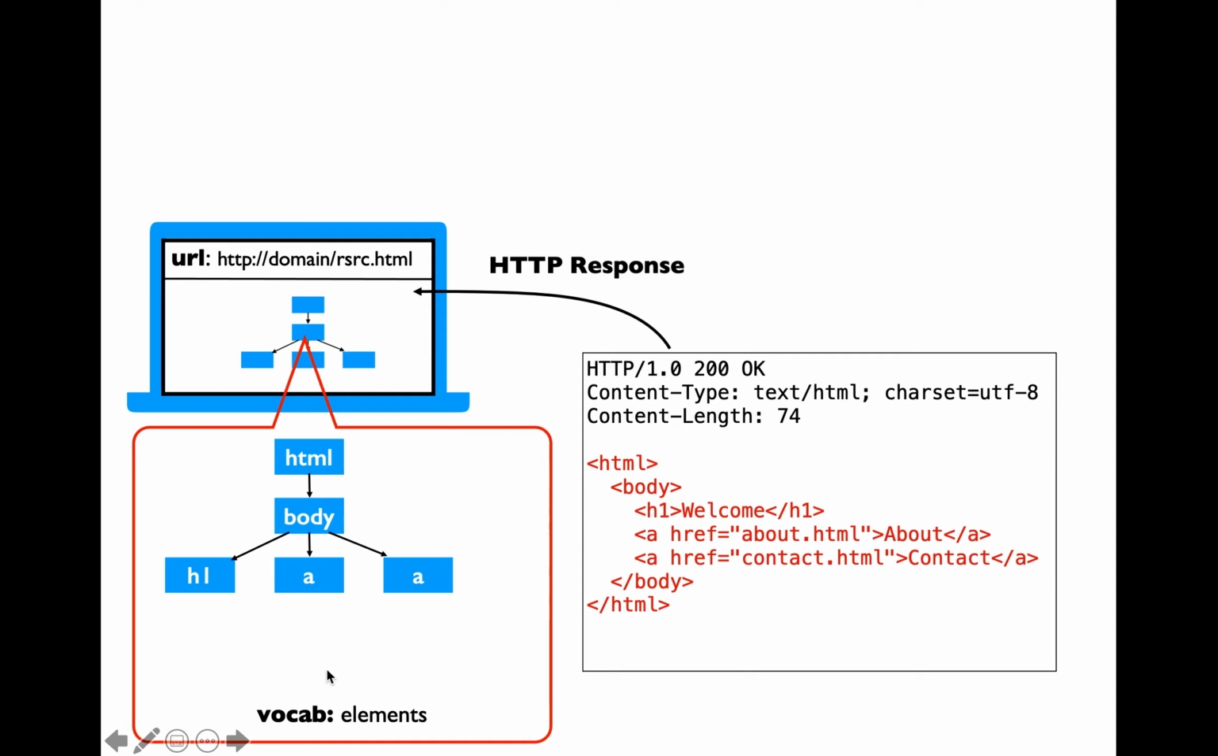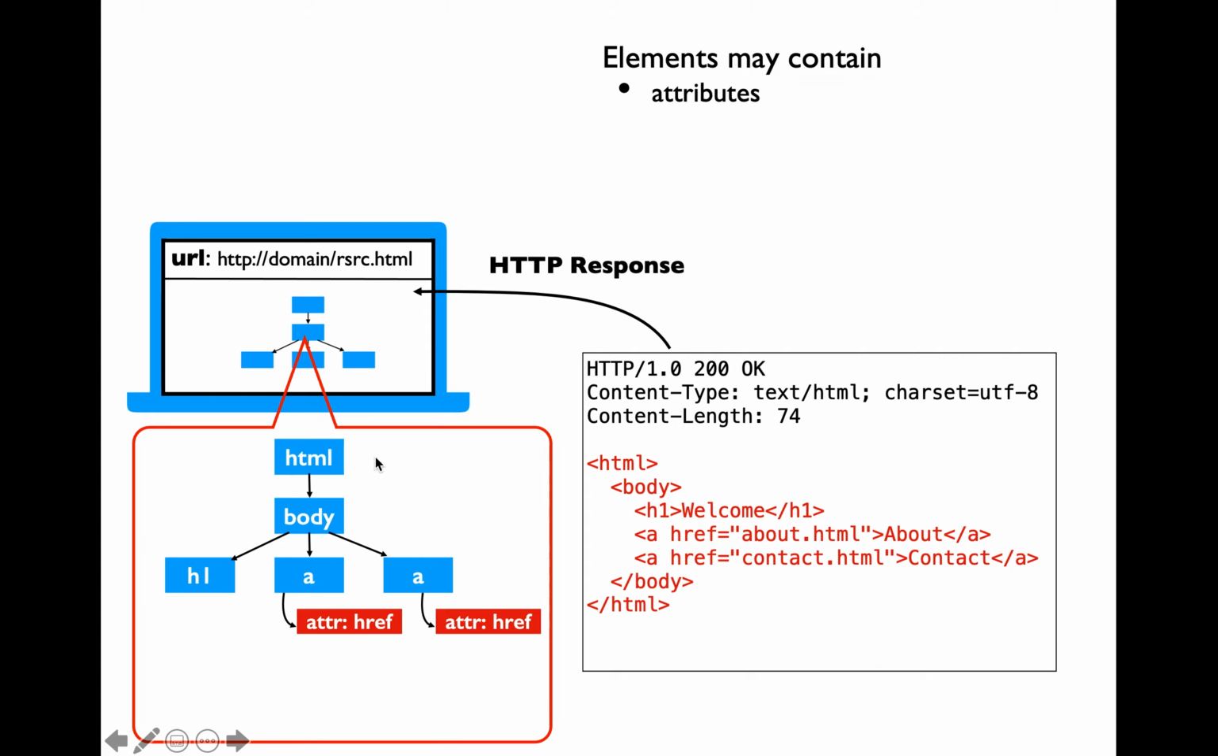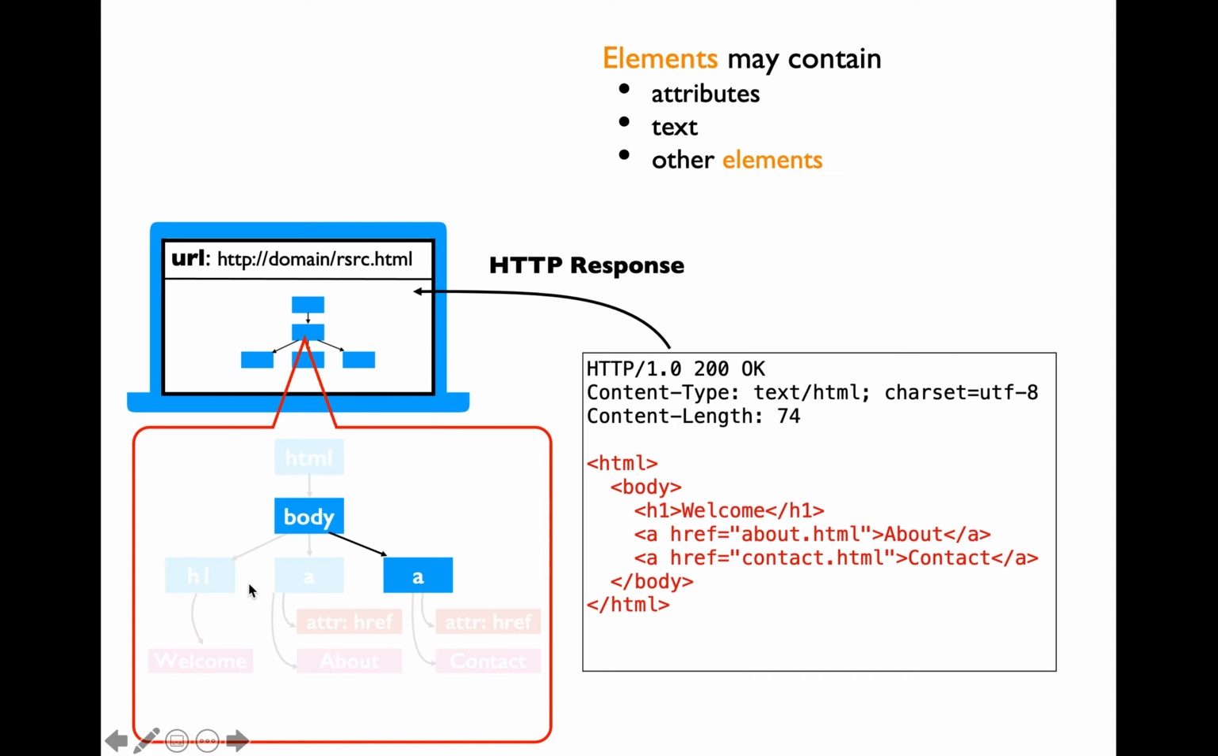The vocabulary that we'll be using within the DOM tree is going to be element for every node. Elements may contain attributes. An example would be this anchor element, which contains the href attribute. You can look at the corresponding tag within the HTML format. Elements may contain text. Example would be this hypertext about within the anchor element. Elements may contain other elements. An example would be this body element, which contains this anchor element.